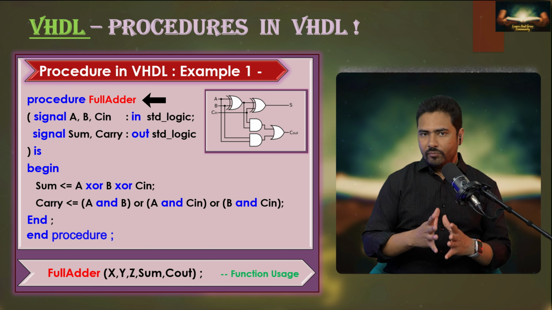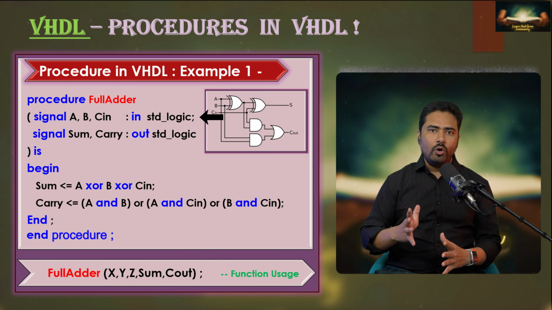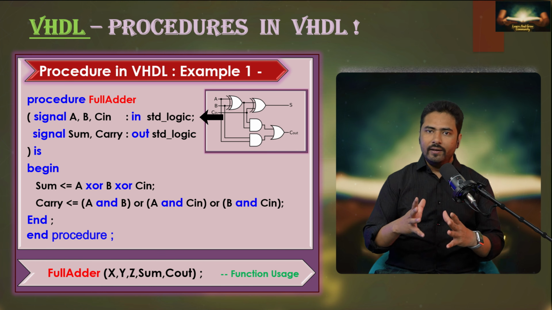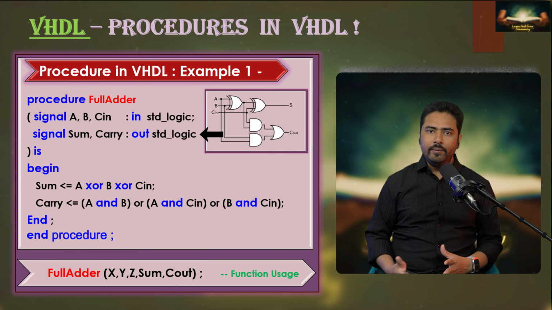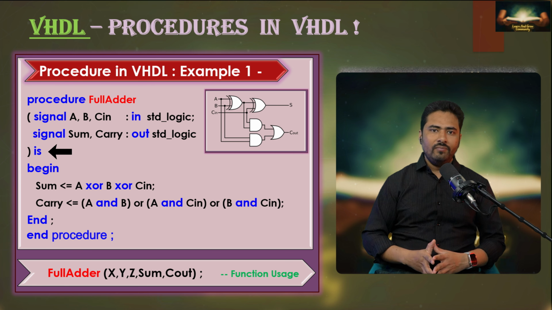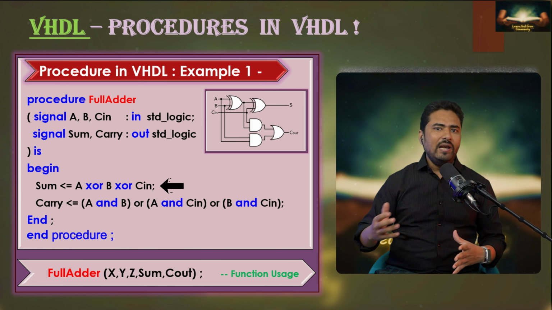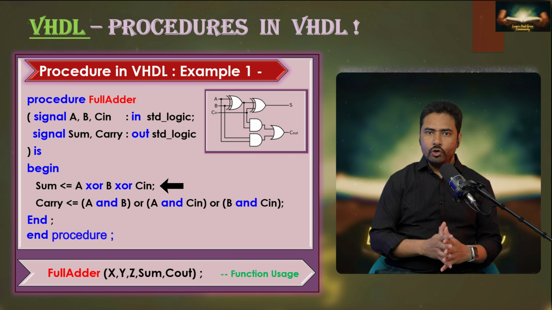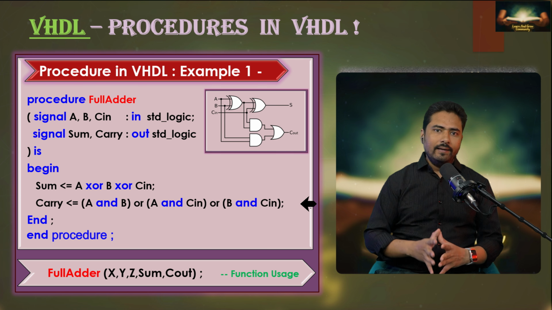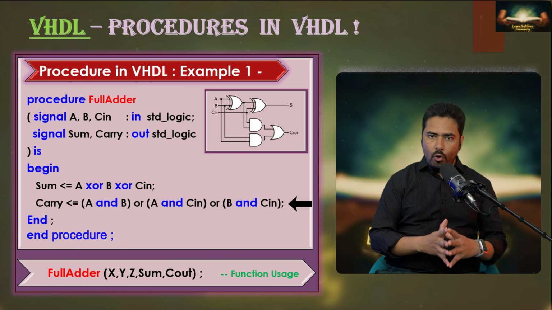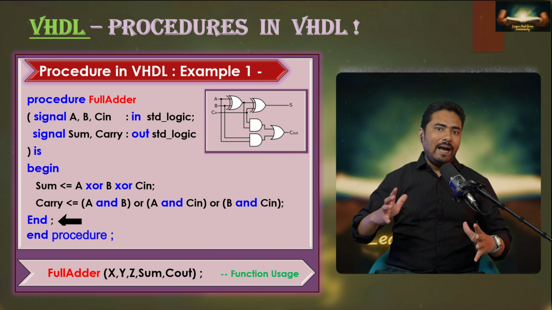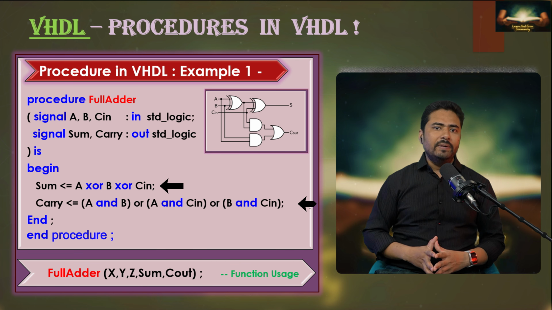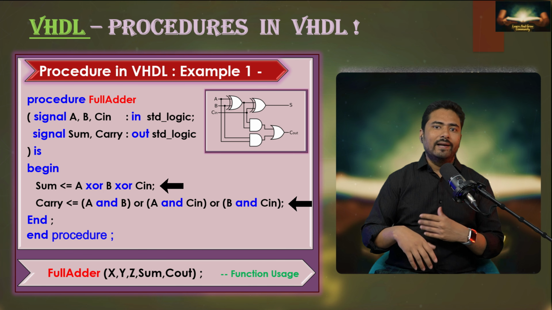Procedure full_adder (signal A, B, C_in : in std_logic; signal sum, carry : out std_logic) is begin sum <= A xor B xor C_in; carry <= (A and B) or (A and C_in) or (B and C_in); end procedure; These two statements are our full adder expressions.